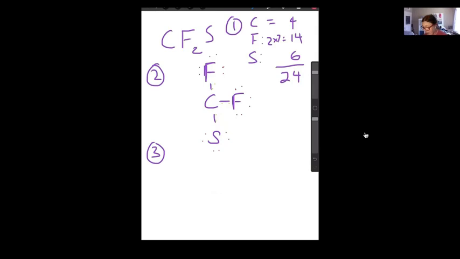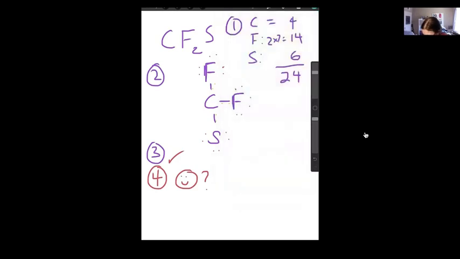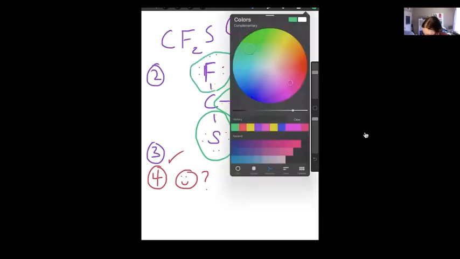Now I've placed all the electrons, and now I check and see if everybody's happy. Well, this sulfur here is happy. It's got 8 electrons around it, so it's got a completed octet. This fluorine is happy as well, and this fluorine is happy. So who's not happy? Obviously, it's carbon.